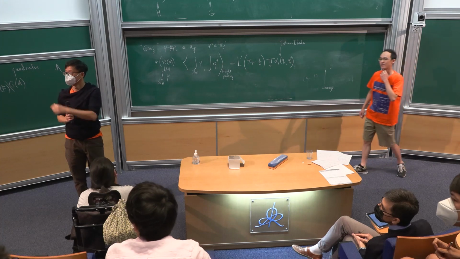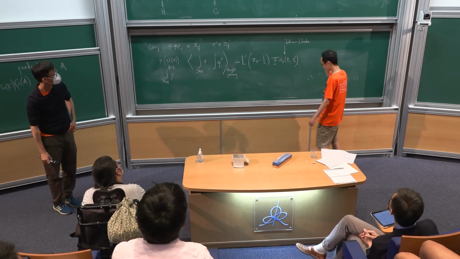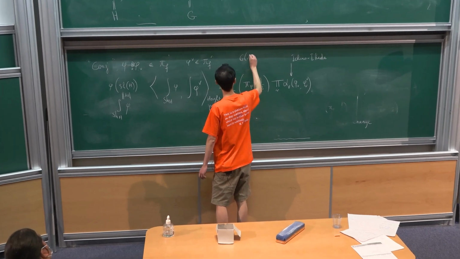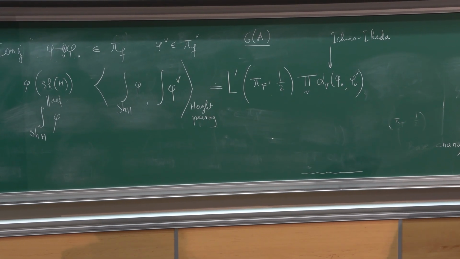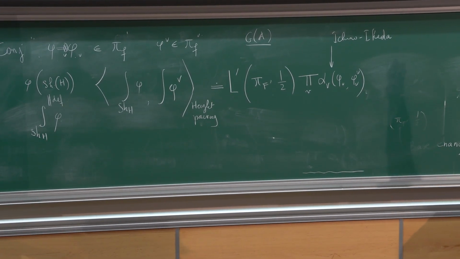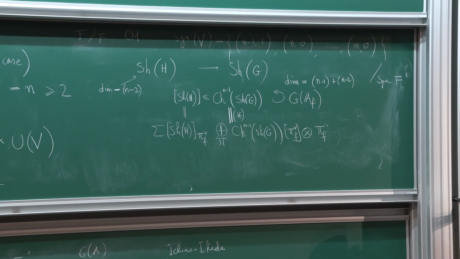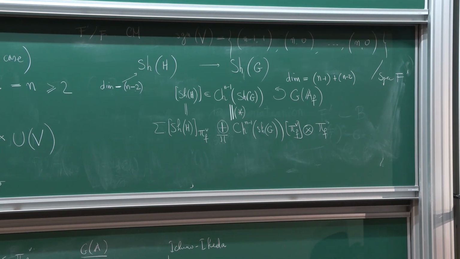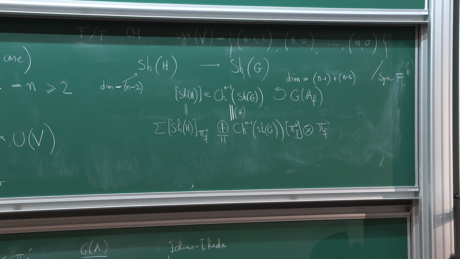What is pi here? Pi is a representation of G of A, a tempered automorphic representation, where pi f is the finite, non-Archimedean part. Implicitly I'm assuming a lot, because over there I'm kind of saying that only the automorphic ones will appear, which is not known. We don't know what kind of representations of G of the finite ideles will show up in the Chow group. So it's based on a lot of conjectures.